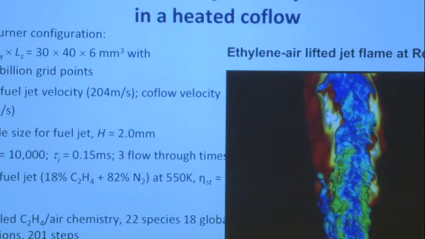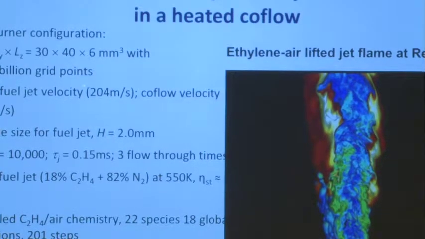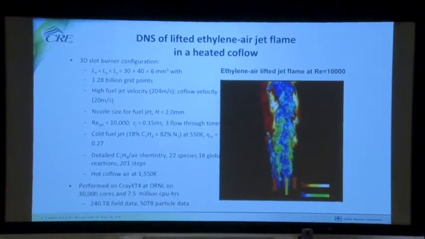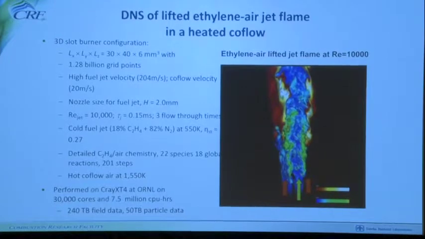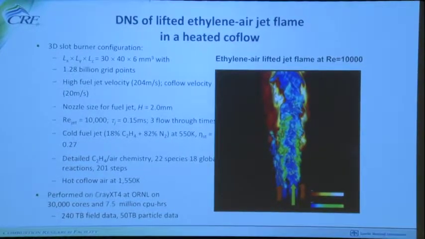So to try to examine what is going on at that lifted flame base, we performed DNS of a lifted ethylene jet flame. And the domain size here was 3 centimeters by 4 centimeters by 0.6 centimeters. And it took about 1.3 billion grid cells to resolve the flames and the turbulence. The flow velocity was relatively high. It was 200 meters per second. And the co-flow velocity was a tenth of that. The nozzle size, this is a slot jet, by the way, so the slot width was 2 millimeters, so it's pretty small.